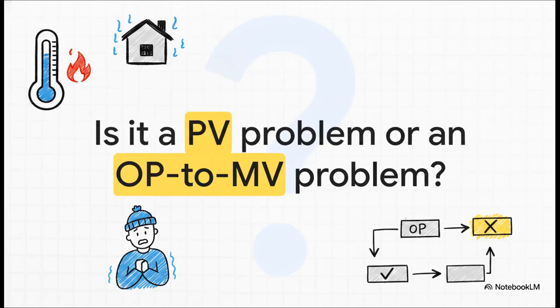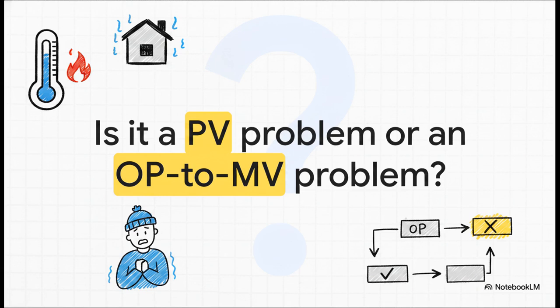Okay, let's test this out. Imagine your thermostat is calling for heat. You know, the little flame icon is lit up on the screen, but your house is still freezing cold. Is that a problem with your PV sensor, or is it an OP to MV problem? Think about it. Your target is set, the signal is actively firing, but you are still shivering.